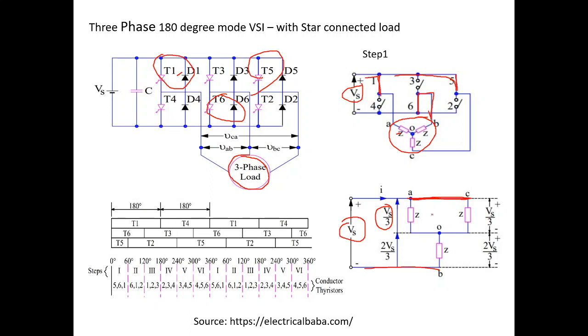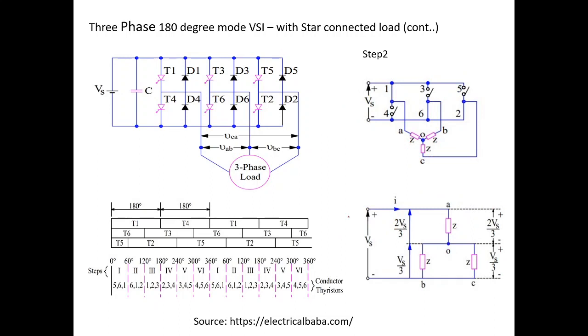And coming to line voltages, VAB, between A phase and B phase, this source voltage appears directly. VAB is equal to Vs. What is VBC? You can see that VCB is equal to plus Vs, so VBC is equal to minus Vs. Coming to VCA, VCA is equal to 0 because A and C are shorted. So these are the phase voltages and line voltages corresponding to step 1.